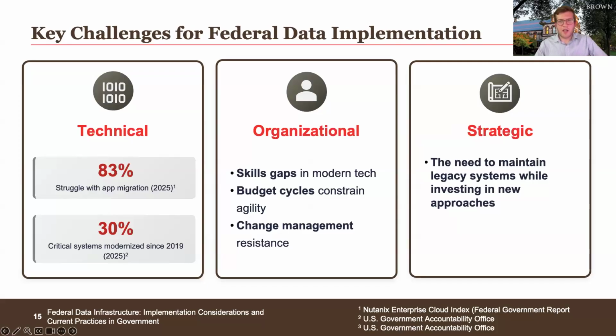I also found that around 30%, according to the GAO, around 30% of critical systems have been modernized since 2019. That number actually was lower before, so there definitely is progress in this area, but a lot of the critical systems that the government relies on are relatively old and legacy.